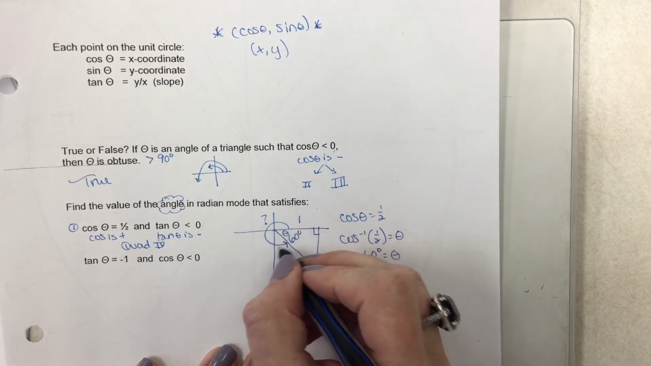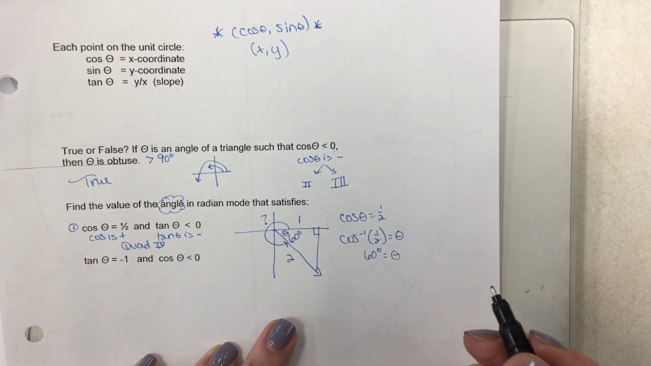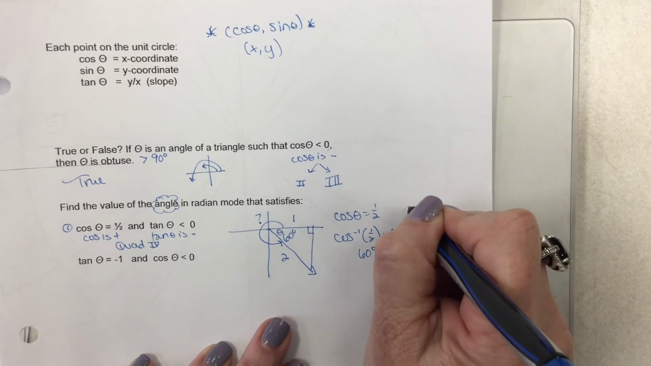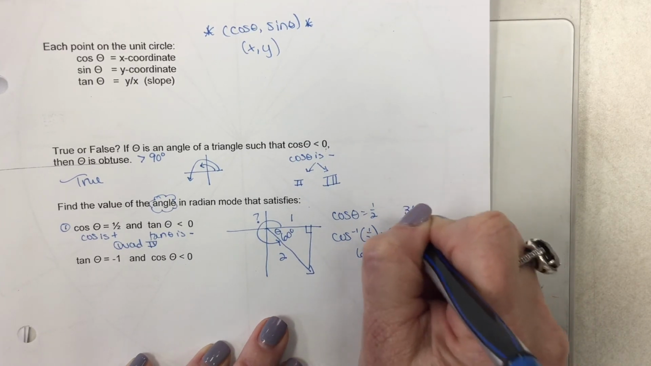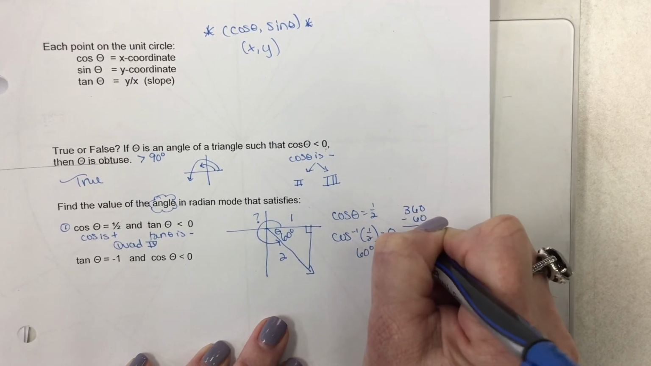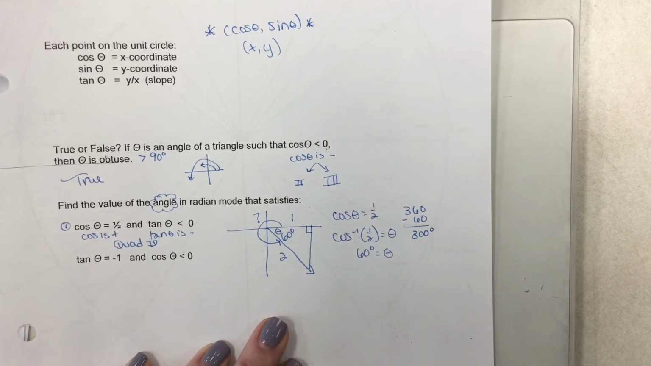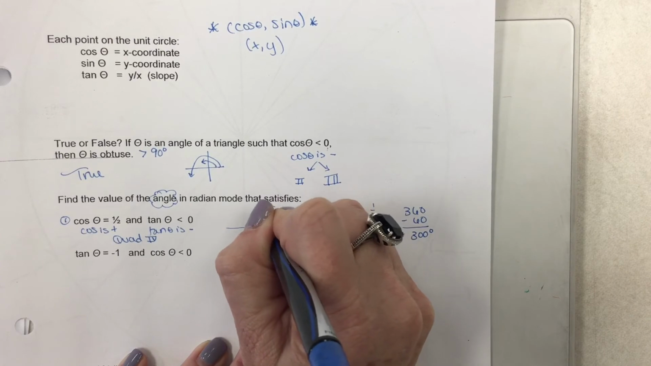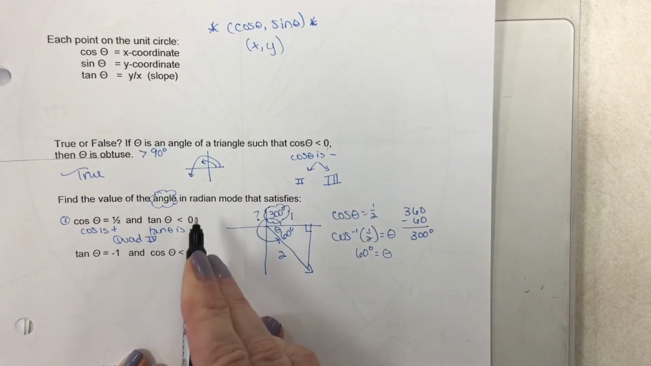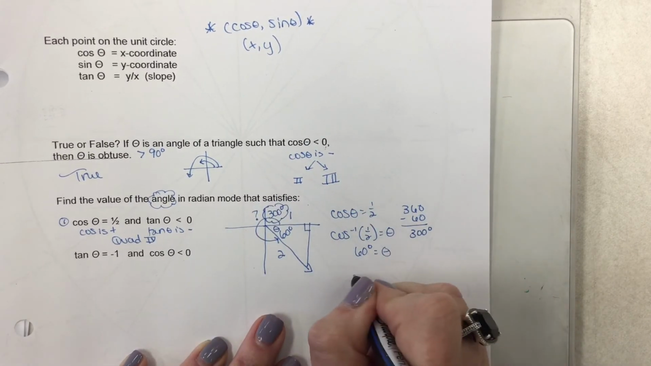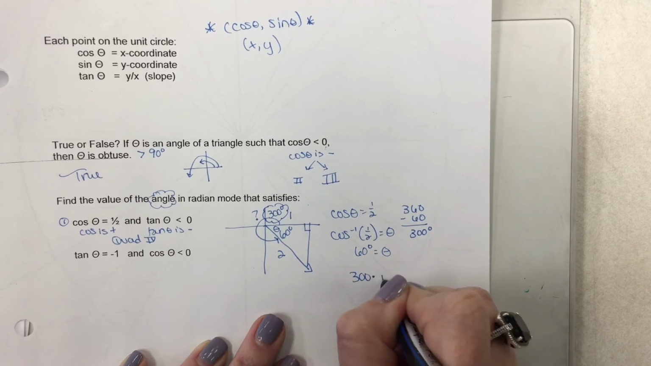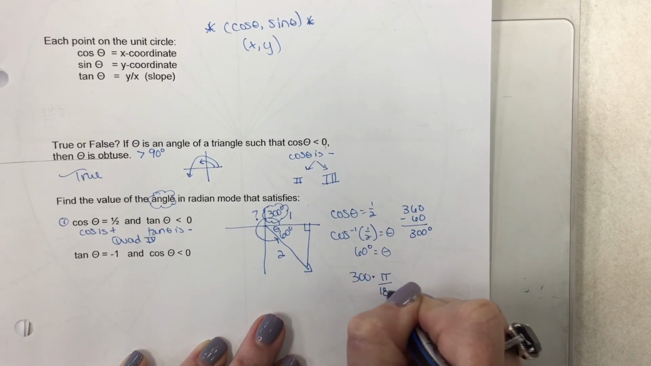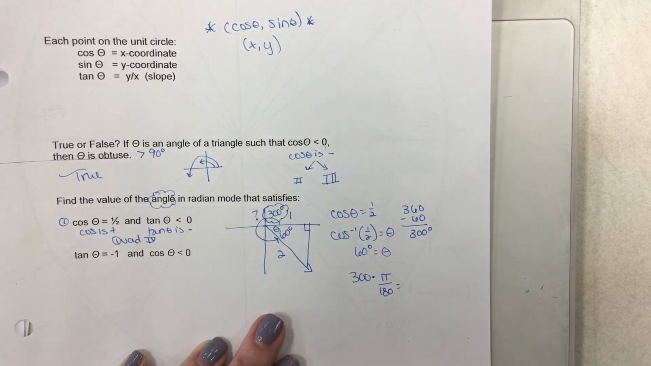What does that make the outside big angle, the obtuse angle? 360 minus 60 is 300 degrees. Okay, that's what I'm looking for. That's 300 degrees, but I want it in radian mode. So I'm going to take 300 times pi over 180. I'm doing my conversion.